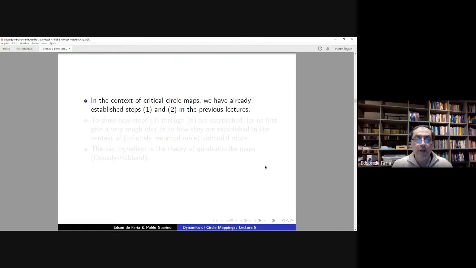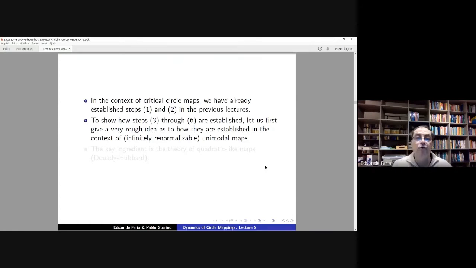Now, steps one and two, which are the real bounds and the quasi-symmetric rigidity of these maps, for circle maps, we have already established these two steps in the previous lectures, right? We have already stated the theorems that give you these facts. So the point is really to show how you can perform these steps 3 to 6 in the circle context, okay? But first, in order to have an appreciation and an idea of how these things are done, we have to quickly go over how they are done in the unimodal case, which is Sullivan's original case.